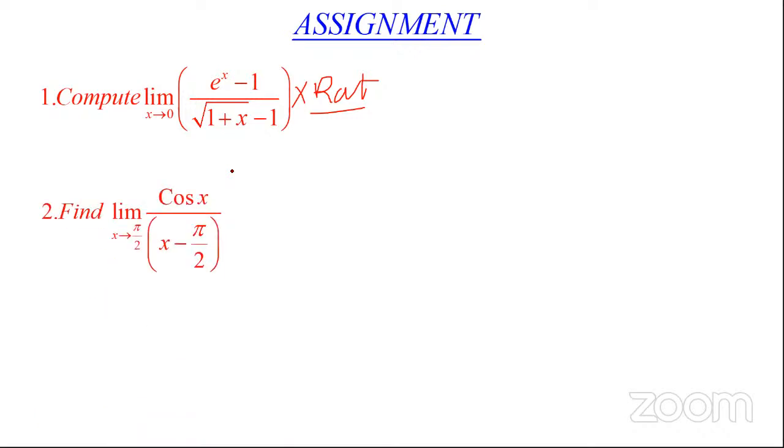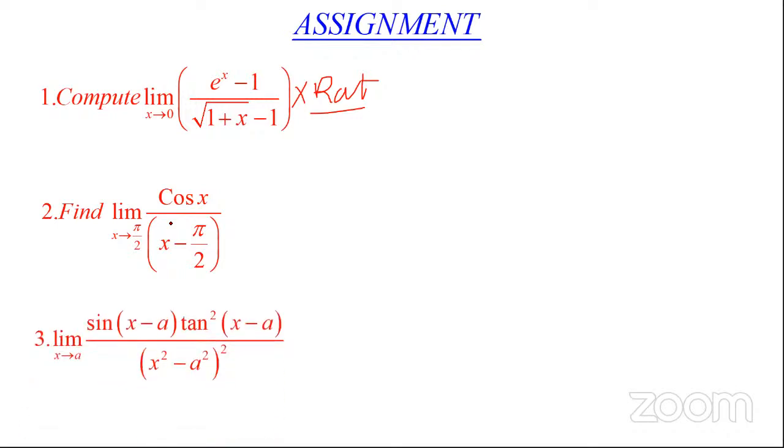Same, next question. Limit as x tends to pi by 2 of cos x by x minus pi by 2. Just write cos x as sine of 90 minus theta. From that, one minus sine x will be there, then you will get minus 1 value. So transform into x minus pi by 2. Cos x is nothing but sine 90 minus theta, so from that you will get this value.